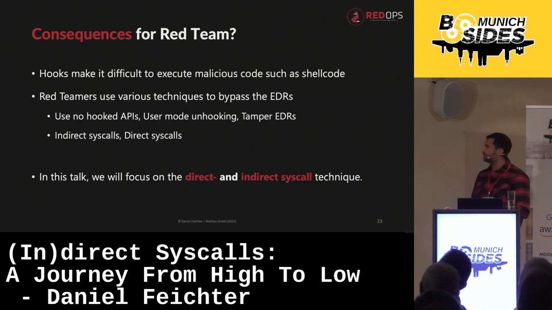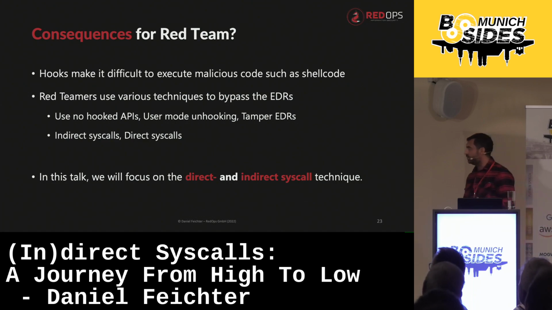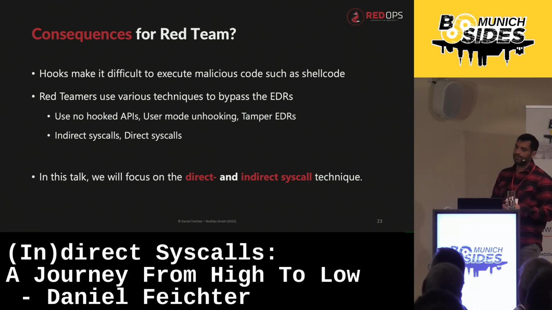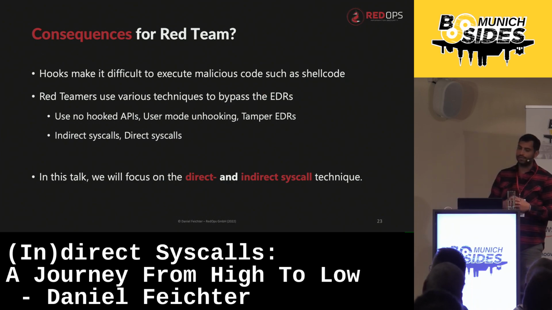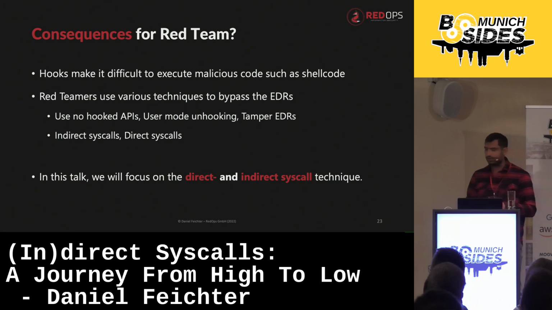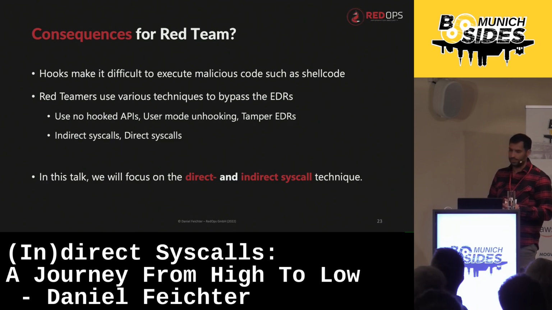So what are the consequences for the red team? Hooking makes it more difficult to execute malicious code, such as shellcode. And as red teamers, we can think about different techniques to bypass EDR. We can search for unhooked APIs, we can try to use user mode unhooking, we can try to tamper with the EDR, and we can use techniques like indirect syscalls and direct syscalls. In this talk, we will focus on direct and indirect syscalls.